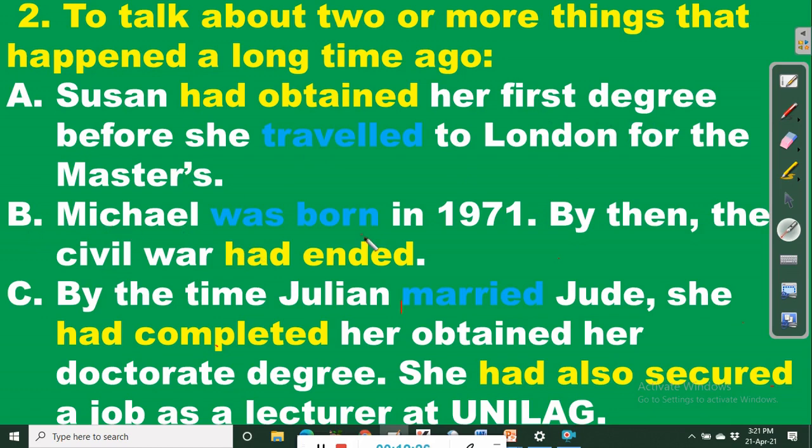Example B, Michael was born in 1971. All right, that one action that happened. By then or before then, if you like, the Civil War had ended. So the first thing that happened was that the Civil War had ended. That was the first thing that happened, and then Michael was born. So these two things happened, but the one that came first was the end of the Civil War. Then example C, by the time Julia married Jude, she had completed, of course, this is a typo here.